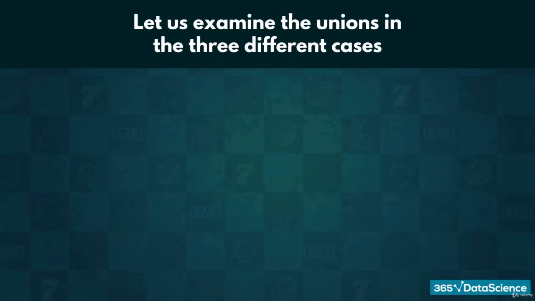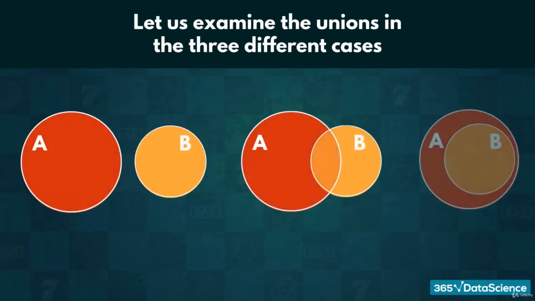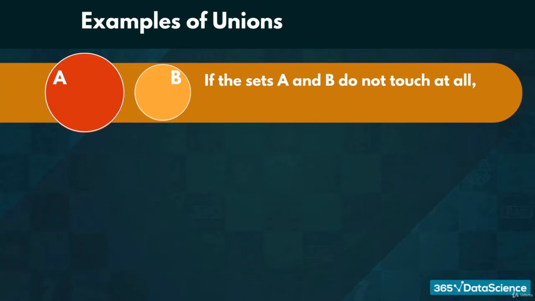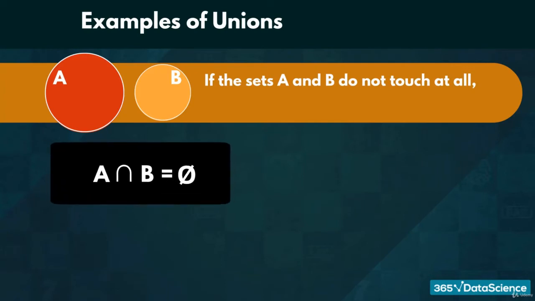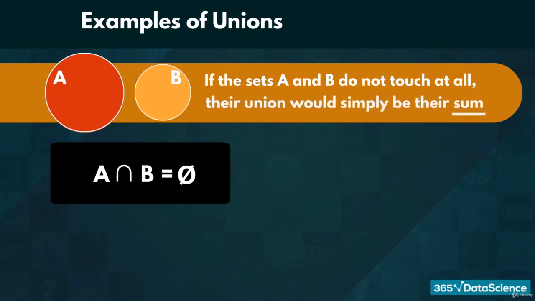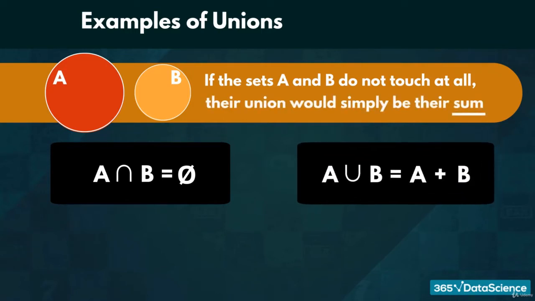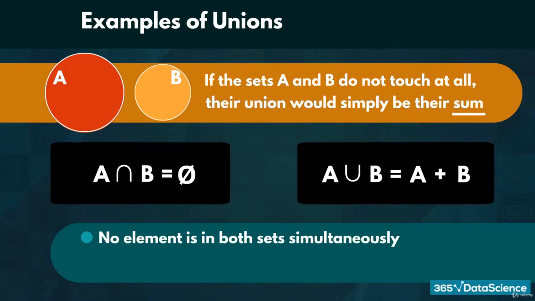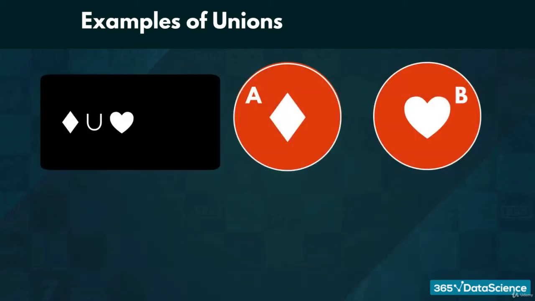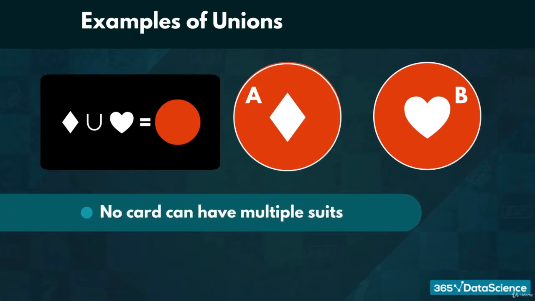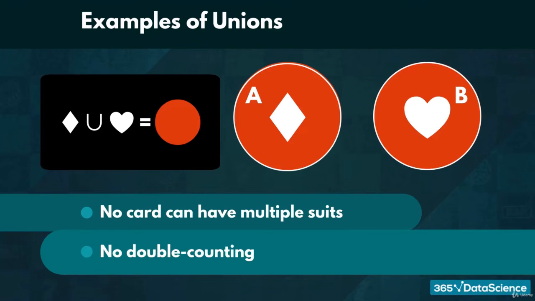Okay, let us examine what the unions would be in the three different cases. If the sets A and B do not touch at all, then their intersection would be the empty set. Therefore, their union would simply be their sum. Intuitively, this makes sense. No element is in both sets simultaneously, so we do not need to worry about double counting. Going back to the card example, the union of hearts and diamonds would be all red cards. No card can have multiple suits, so we need not worry about counting a card twice. Therefore, the number of red cards equal the union of cards, which are either diamonds or hearts.